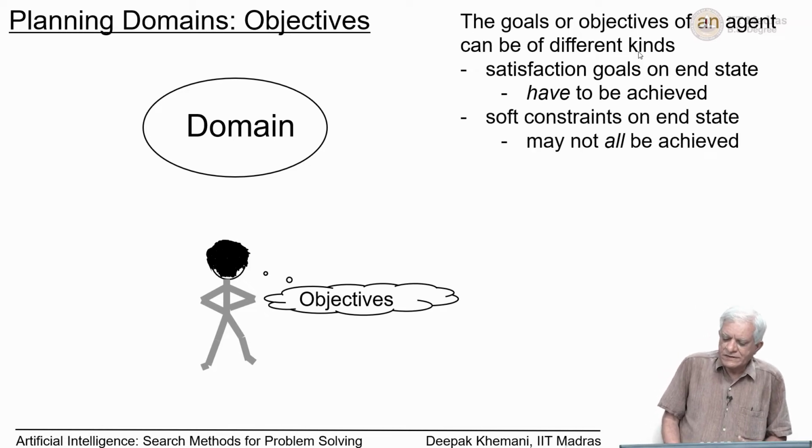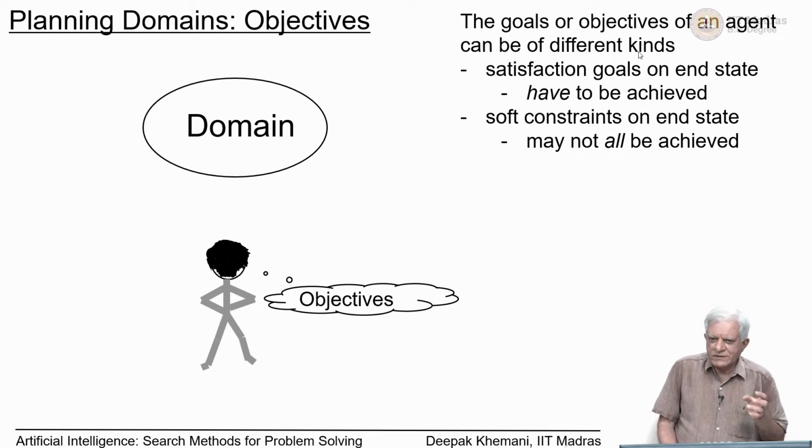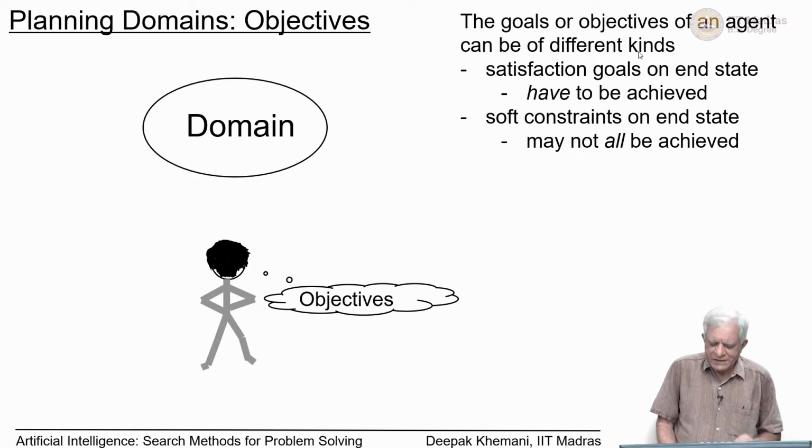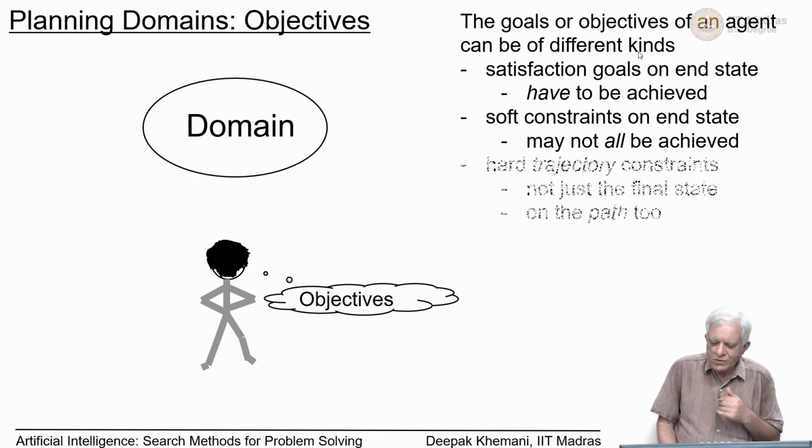But we can also talk about soft constraints on the end state. We may say, okay, I would like this to be true, I would like this to be true, and so on and so forth, but they may not all be achieved. So, for example, typically when we go shopping, we have certain goals: I want to buy this, I want to buy this, maybe I want to go and eat in a restaurant and then come back, but you may not achieve all of them. Maybe you forgot to buy toothpaste or something, but that is fine, at least you have achieved some of your goals. Under those conditions, we talk about soft constraints, which means that if you do not achieve some of the goals, you may have to pay a penalty. The plan may be penalized in terms of how good it is.